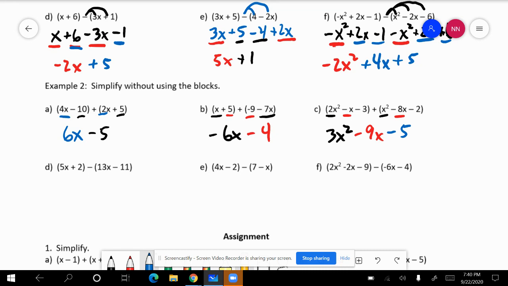Now we have subtracting again. We're going to distribute the negative to each of the terms. So we have 5x plus 2 minus 13x plus 11. So when we look at our first term, we get negative 8x. Then when we look at our constant value, we have 2 and 11, which is 13.